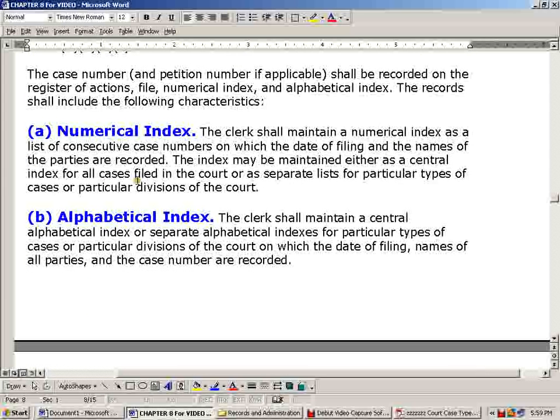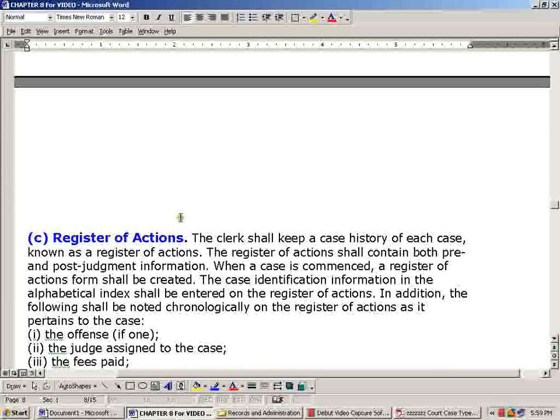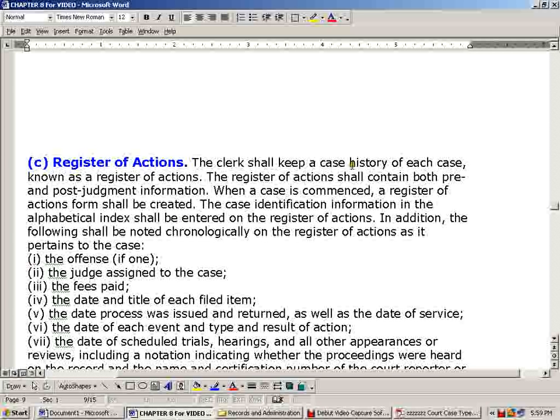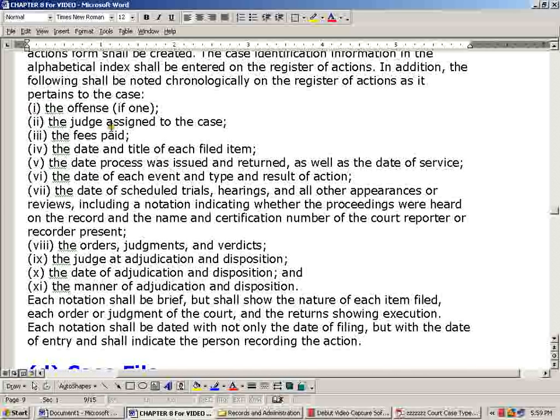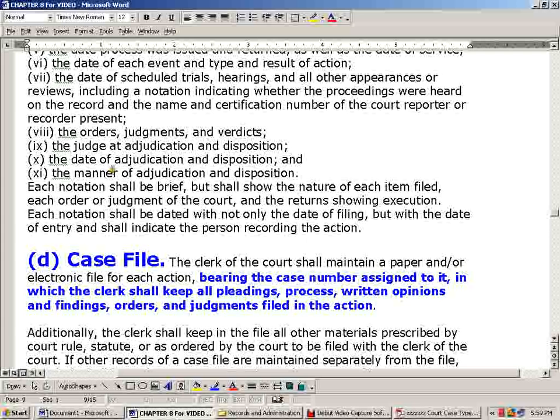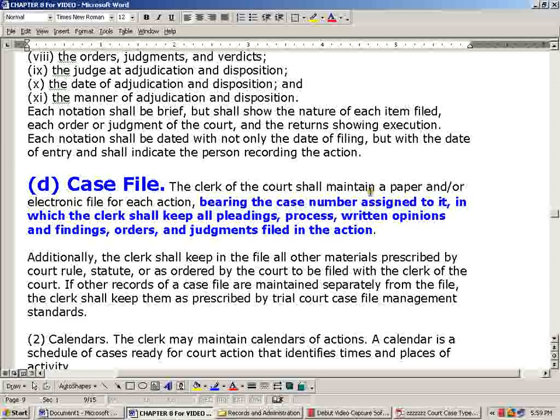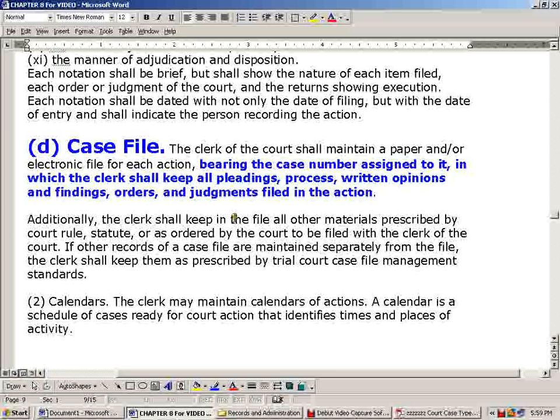Numeric index, alphabetical index, those are pretty self-explanatory. Register of actions. The clerk shall keep a case history of each case known as the register of actions. It shall contain both pre and post judgment information. The offense, the judge, the fees, the dates, and so on. And a case file. The clerk of the court shall maintain a paper or electronic file for each action bearing the case number assigned to it, in which the clerk shall keep all pleadings, process, written opinions, findings, orders, and judgments filed in the action. That's the case file.